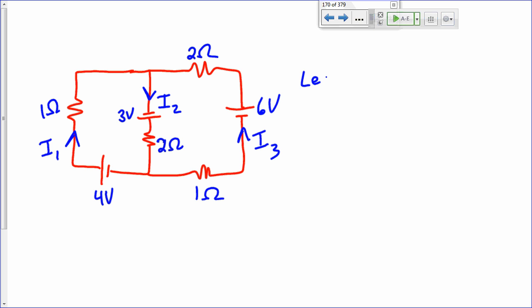So for the left loop, start wherever you want to start. How about we start right here and go in this direction? It's going to be plus or minus 4? Plus. All right, 4 minus 1I1. I'm going with the current. If I come up here and then start going down, plus 3 minus 2I2. That's all equal to 0 because I'll come back to where I started.